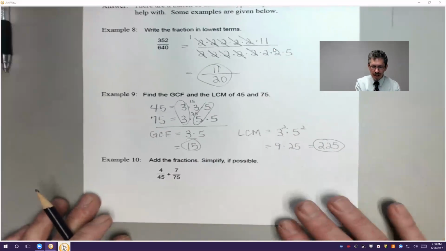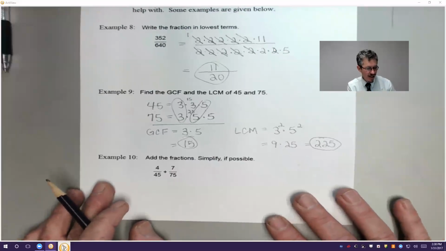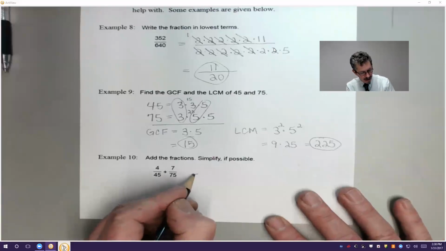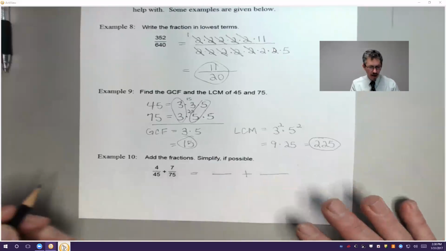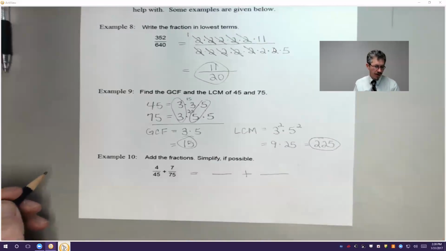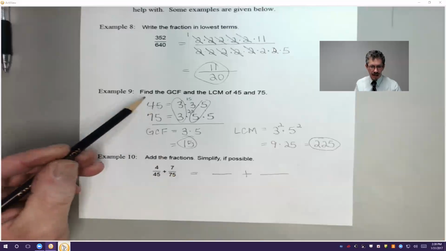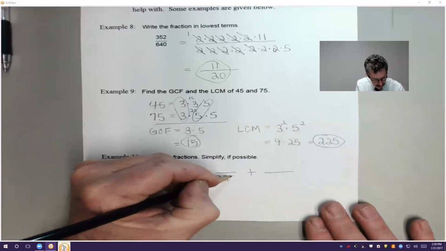Why do we want to know least common multiple? Because when we add fractions, we need to have the least common denominator before we can add. Okay? So the least common denominator means the least common multiple of the denominators. And we just did that for 45 and 75, which is 225. So I'll go ahead and write that down.